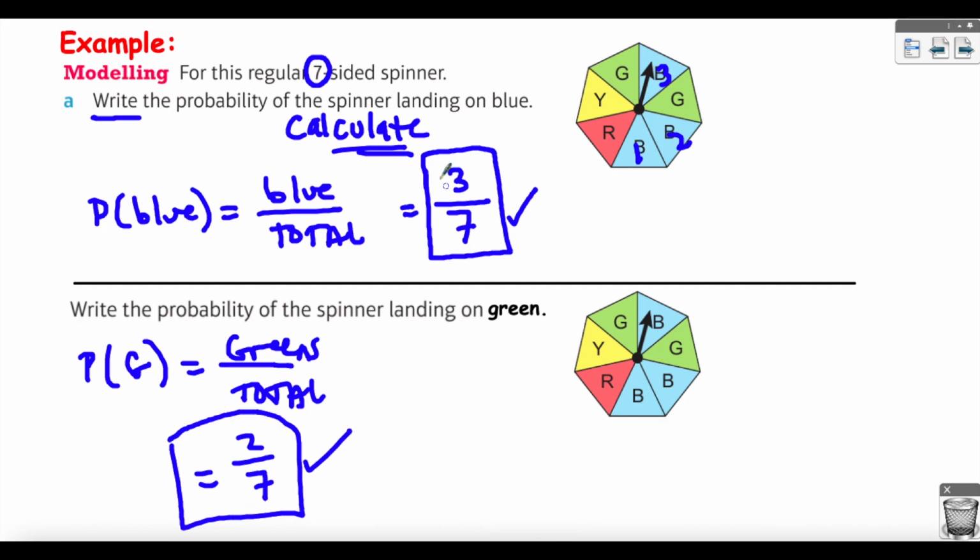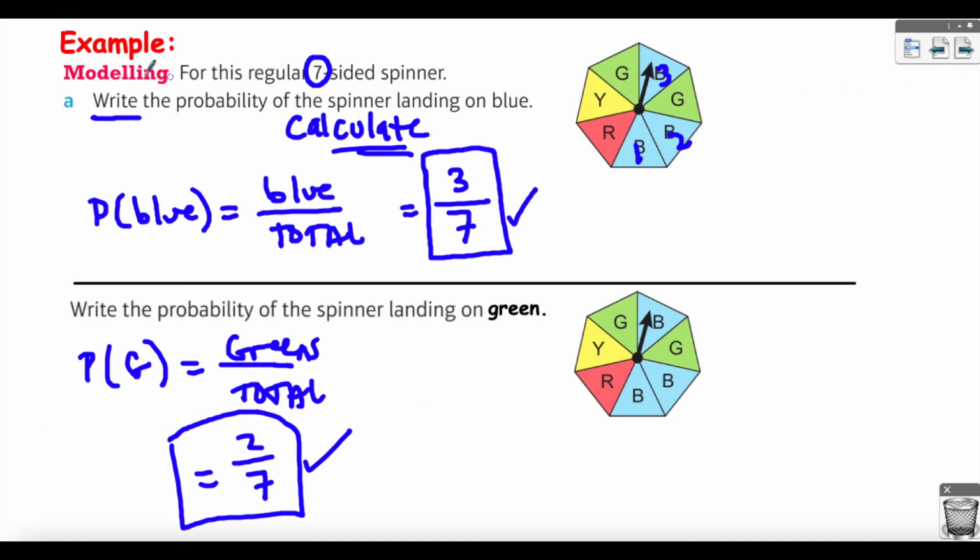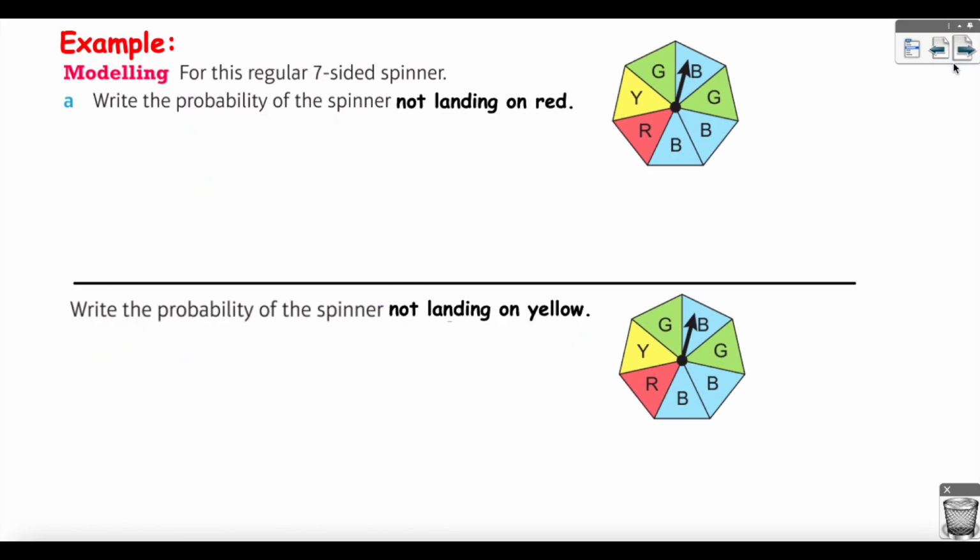Perfect. So this is the difference between calculating or writing the probability versus that word describe. So describe, we're looking for worded answers, just like you would describe a person or describe a food that you just ate, right? Versus write the probability, so calculate it. We need numbers. The last one I want to do is this one. Can you please pause the video and write these 2 down? I use the same spinner, so no need to copy the spinner.